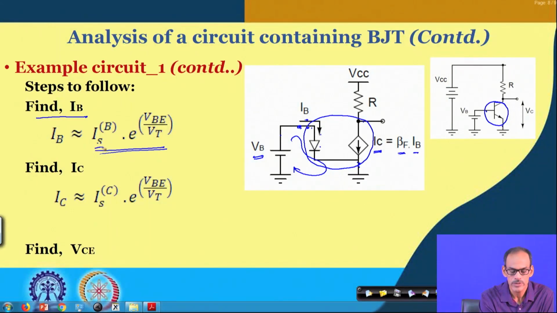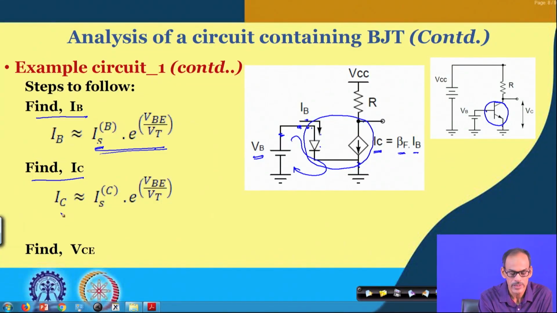So, we can directly use this equation. We are assuming that the reverse saturation current, namely ISB, is given to us, and then using this equation we can find the IB. In case we consider a generalized one, later we will discuss, if you consider a Thevenin equivalent resistor, then the procedure will be different.